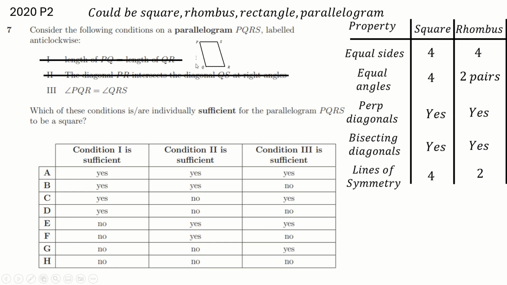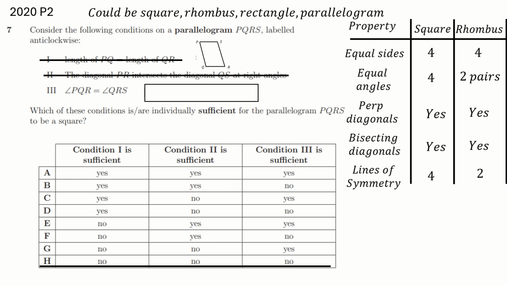And then angle PQR, which is this angle down here, equals angle QRS, which is this one here. Those are apparently equal, but just like with the rhombus-square debacle that we've just been going through, we now have the square-rectangle issue, which is that rectangles also do that. Therefore that's not sufficient knowledge to conclude this is a square either, and we'll go with H, the answer: no, no, no.